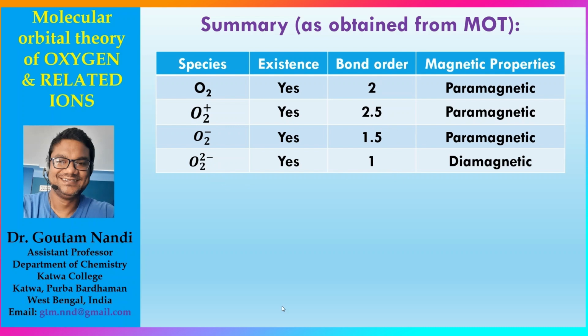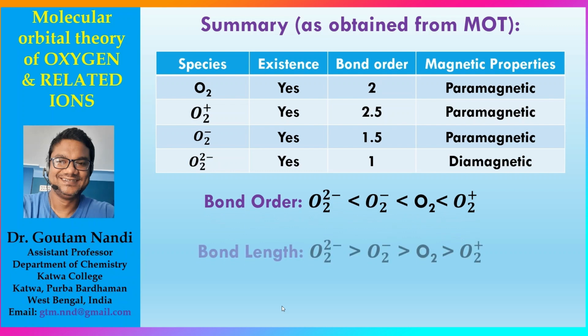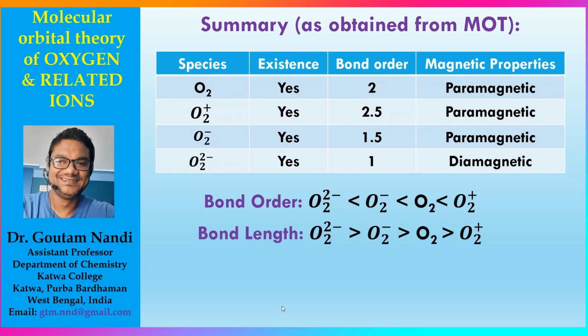So if we try to write the order of bond order, then O2 plus will be highest and O2 2 minus will be least. And we know that with the increase of bond order, bond length decreases. So for bond length, the order will be reversed, meaning O2 2 minus will be the highest and O2 plus will be the least. And depending upon the bond length, the stretching frequency also varies. As the bond order increases, the stretching frequency also increases.